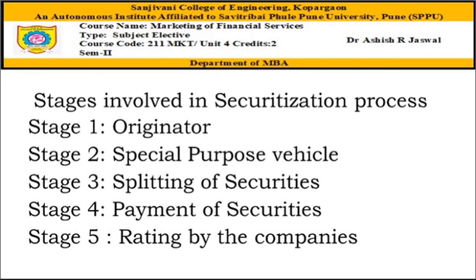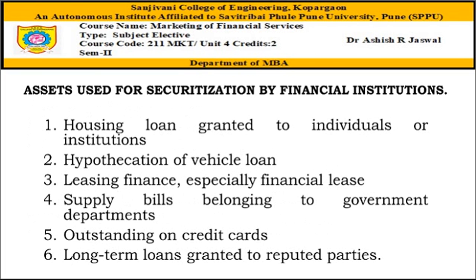Let us try to understand further what the different types of assets are which can be used for securitization by a financial institution. I will just go through the list for us to understand. First is home loans granted to individuals or institutions. Hypothecation of vehicle loans is second. Leasing finance, which we have discussed, especially finance lease, is an asset which can be used for securitization. Supply bills belonging to government departments, outstanding on credit cards, and long-term loans granted to reputed parties.